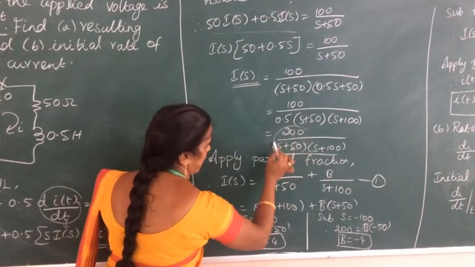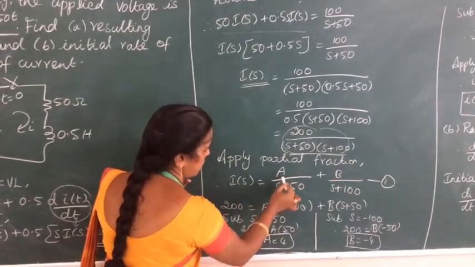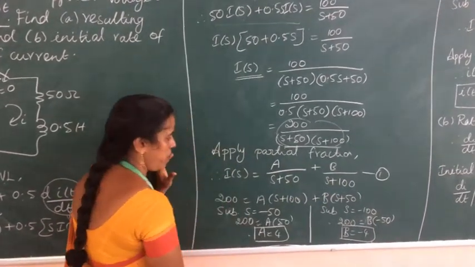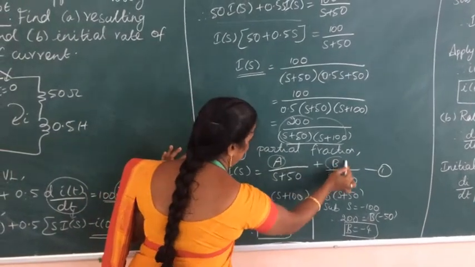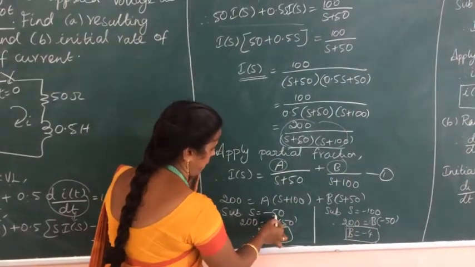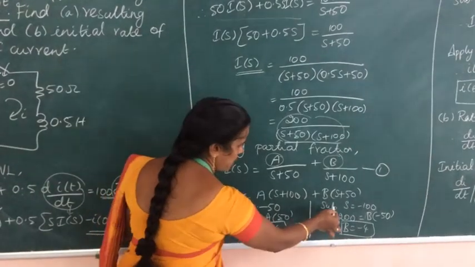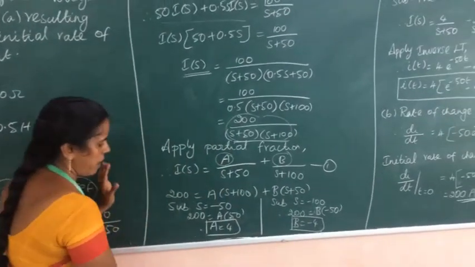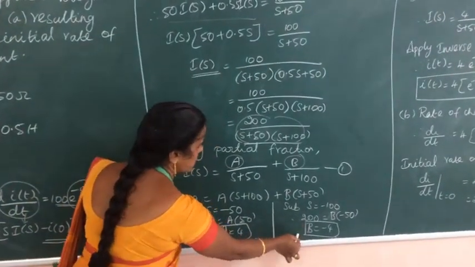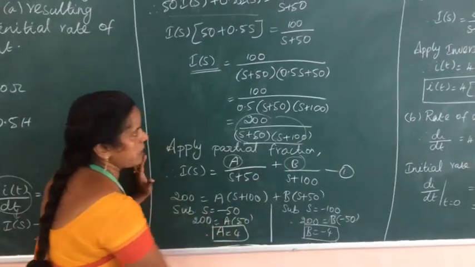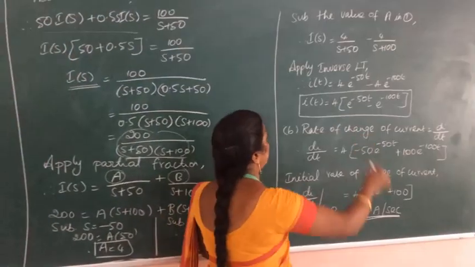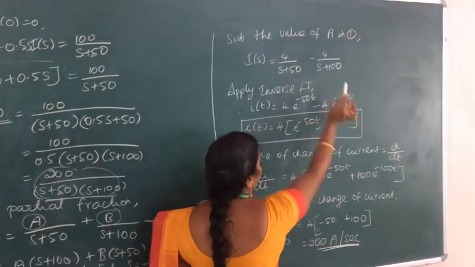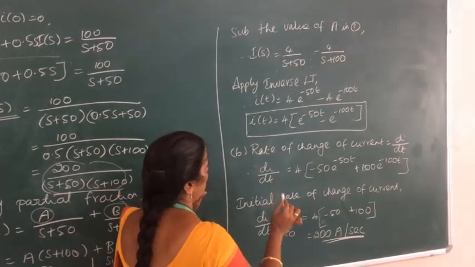We write this equation as I of s is equal to a by s plus 50 plus b divided by s plus 100. We have to find the values of the two constants a and b. If you substitute s equal to minus 50, we get a as 4. If you substitute s equal to minus 100, we get b equal to minus 4. After finding the constants a and b, we substitute them in the first equation: I of s is equal to 4 divided by s plus 50 minus 4 divided by s plus 100. The third step is completed.